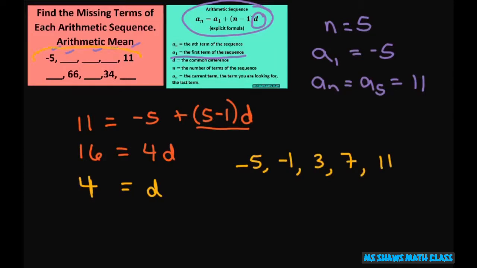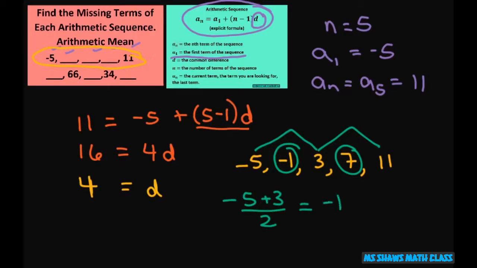Now the arithmetic mean part comes in when you take the average of two numbers. So for example, if I take the average of those two numbers, I should get negative 1. If I take the average of these two numbers, I should get 7, and so forth. So let's just try the first two. Negative 5 plus 3 divided by 2 should equal negative 1. So negative 5 plus 3 is negative 2 divided by 2, and that does equal negative 1. But that's where the term comes from, because you're taking the average of the numbers. And these are linear. Now let's do the last problem.